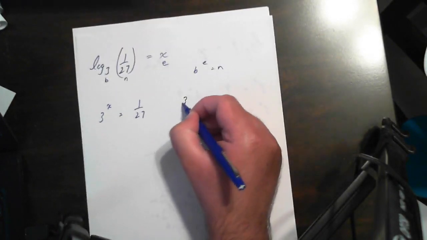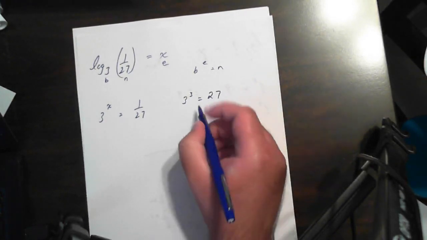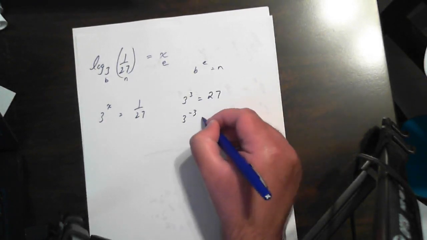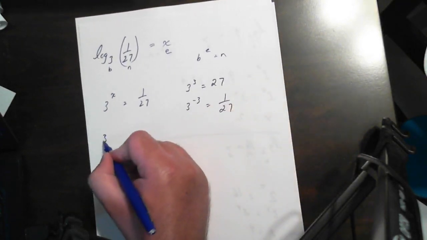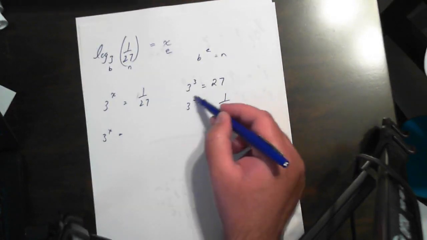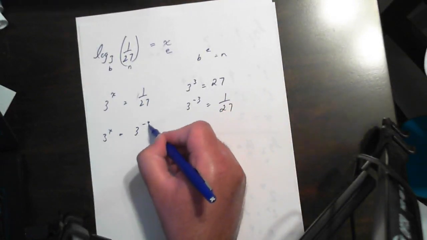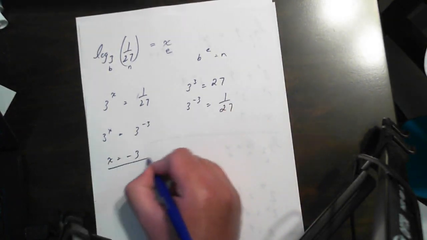Now, hopefully remember that 3 to the 3 is equal to 27. So that means I could write 3 to the negative 3 as 1 over 27. Okay? So what I can do then is that 1 over 27 is equal to 3 to the negative 3 using my negative exponents. So x must be equal to negative 3.